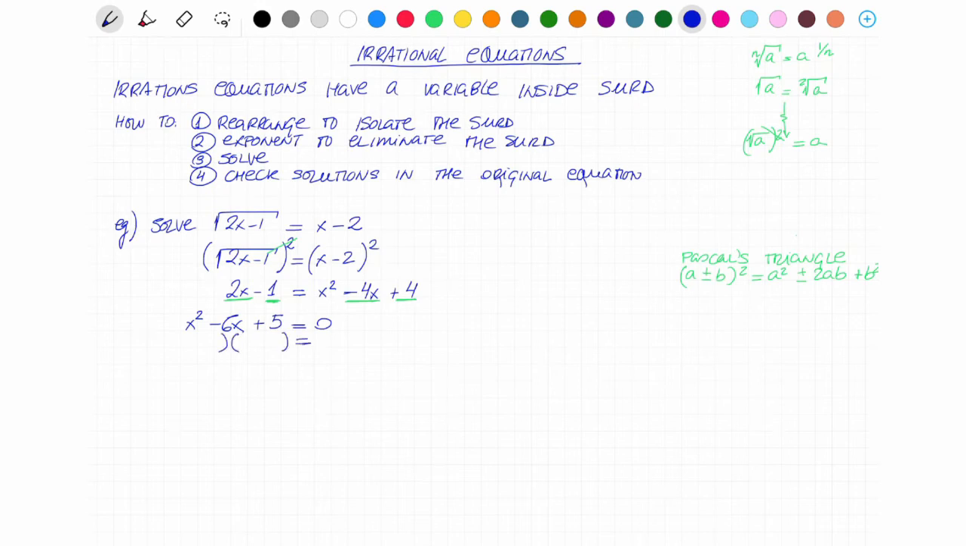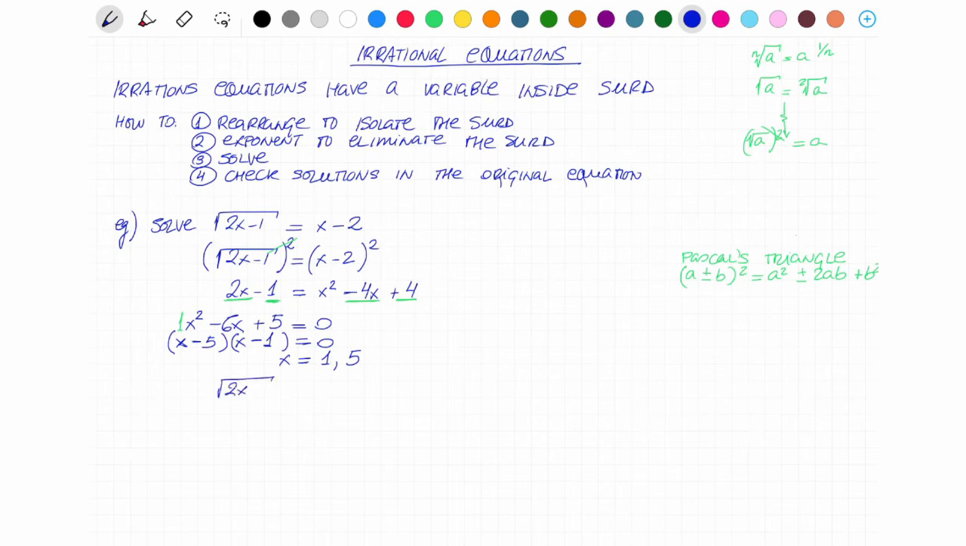I can use my quadratic formula, I can factorize. This case is quite easy to factorize. 2x is here because remember, in this case a equals 1. And then two numbers that multiply to 5 and add to minus 6, that's going to be minus 5 times minus 1. And from there I can solve: x equals 1 or 5. Now this could be a quadratic, I could be done, but it's not, it's an irrational, so I need to come and check in the original.